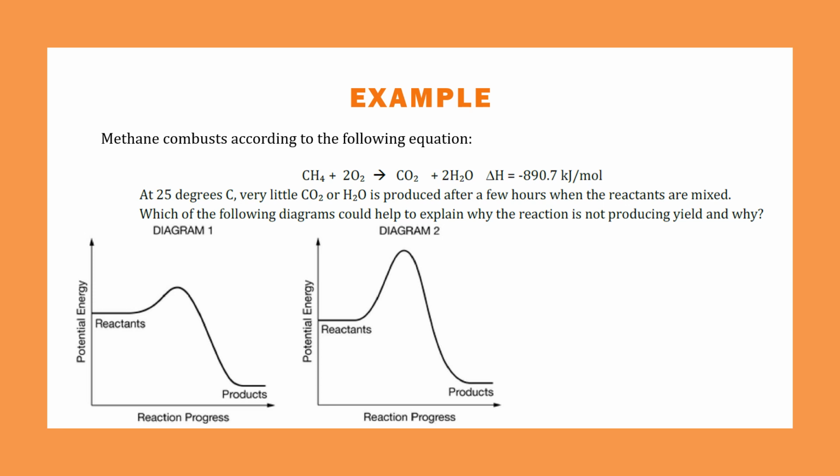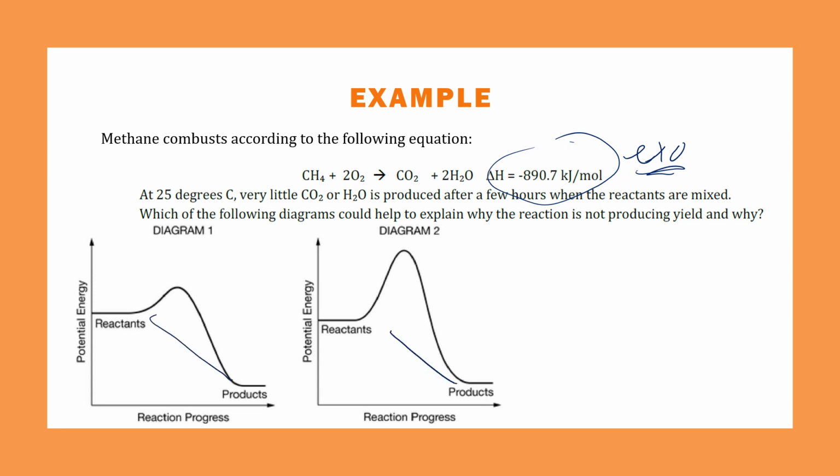Okay, another example, methane combusts according to the following equation. It gives you the negative delta H. I recommend annotating the questions whenever you see something like this and just, okay, negative delta H, that means it's exothermic. All right, now at 25 degrees Celsius, very little carbon dioxide or water is produced after a few hours. Which of the following diagrams could help explain why the reaction is not producing yield and why? Well, so exothermic, right? So both of these are exothermic, which is good.